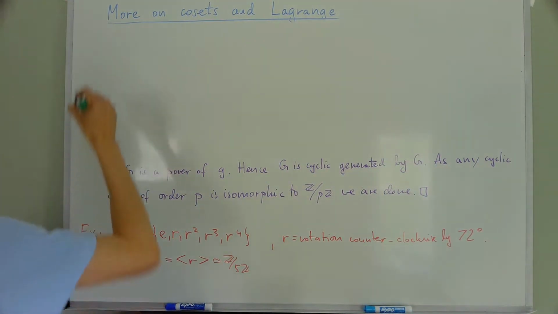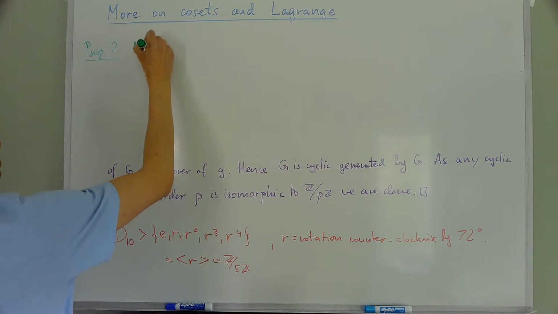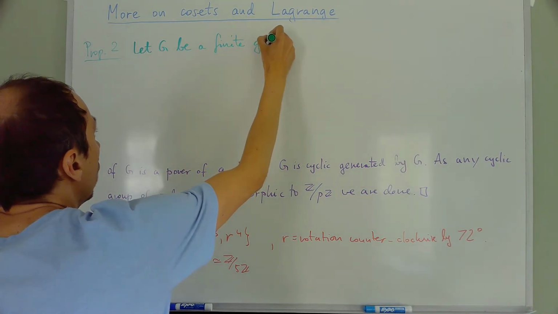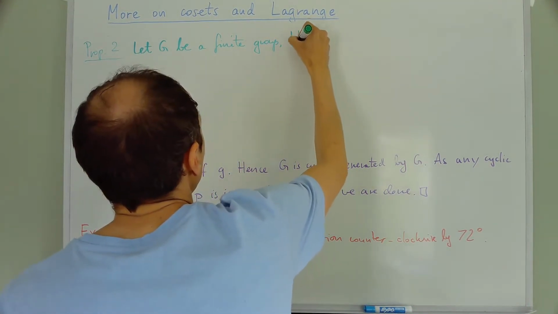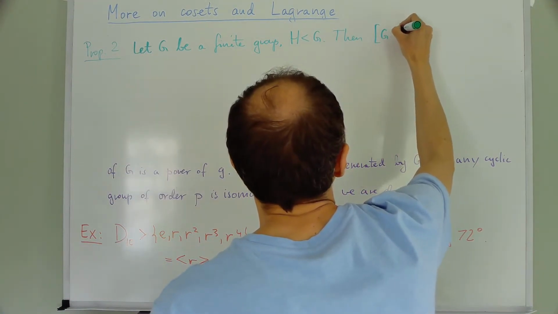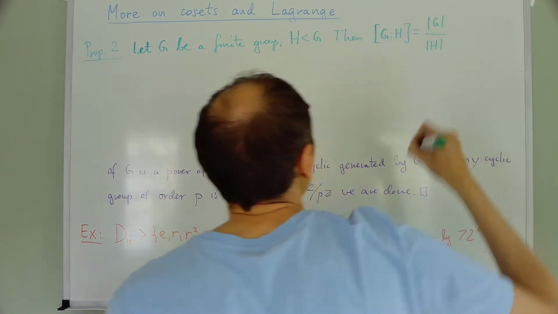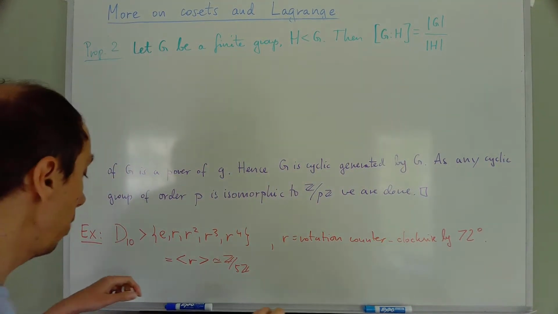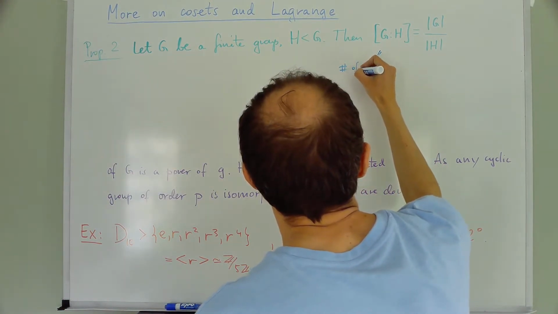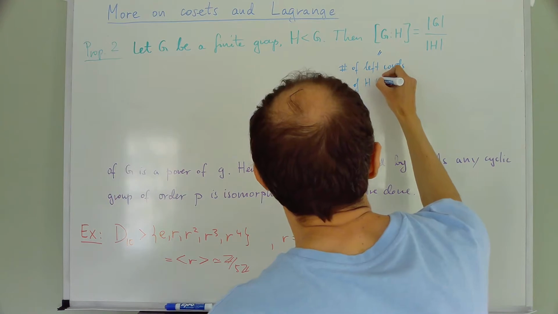Proposition 2. So again, let G be a finite group and H a subgroup of G. Then the index of H in G is the order of G divided by the order of H. The index, remember, by definition, is the number of left cosets of H in G.